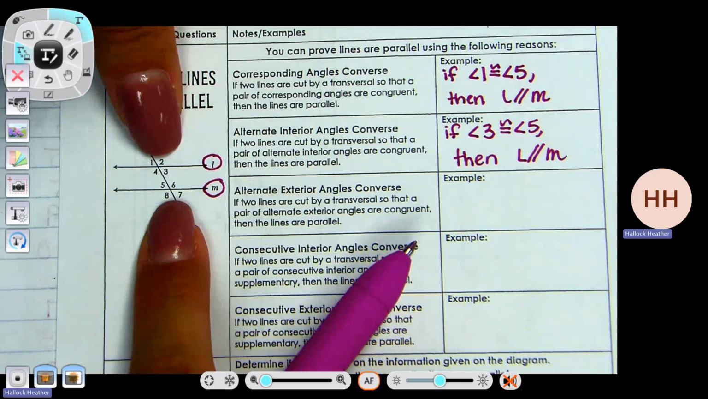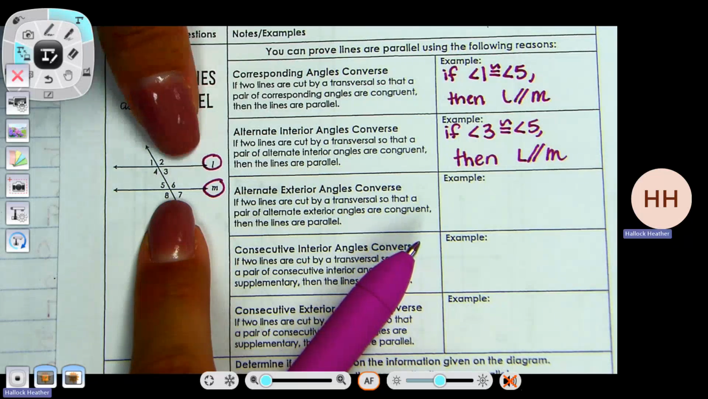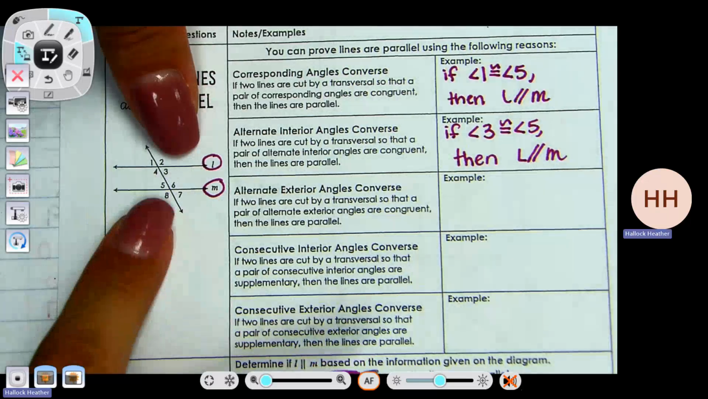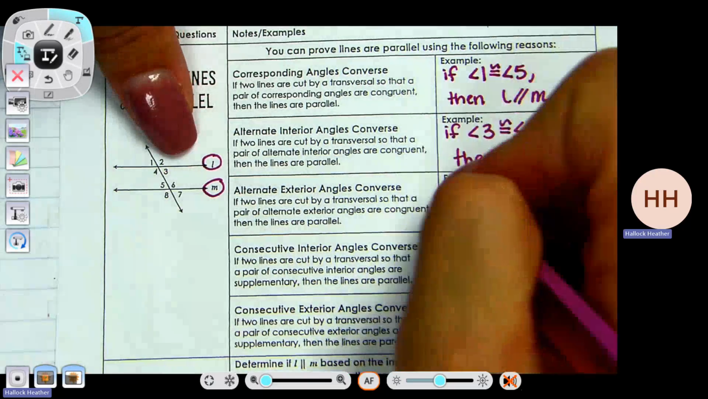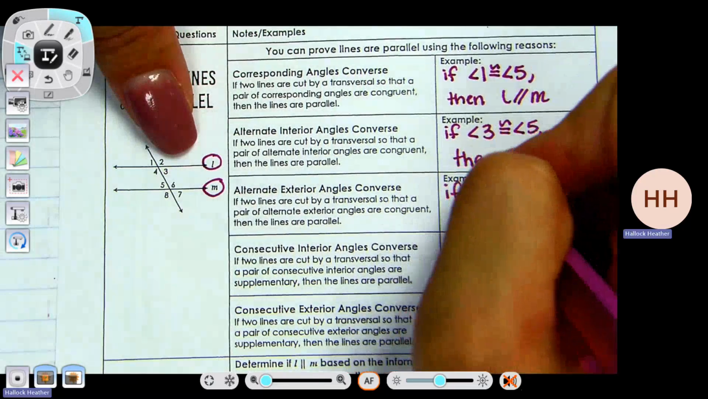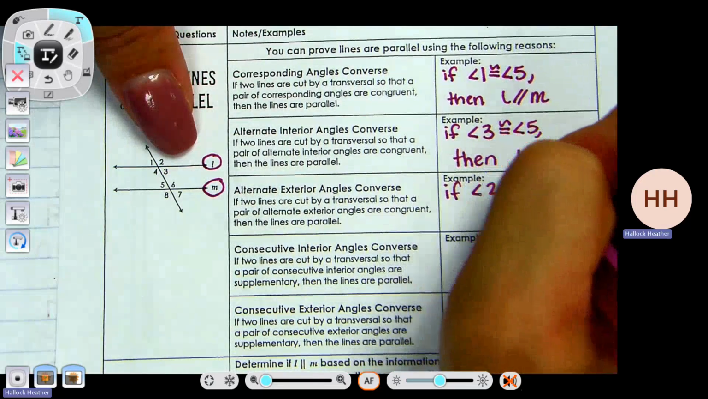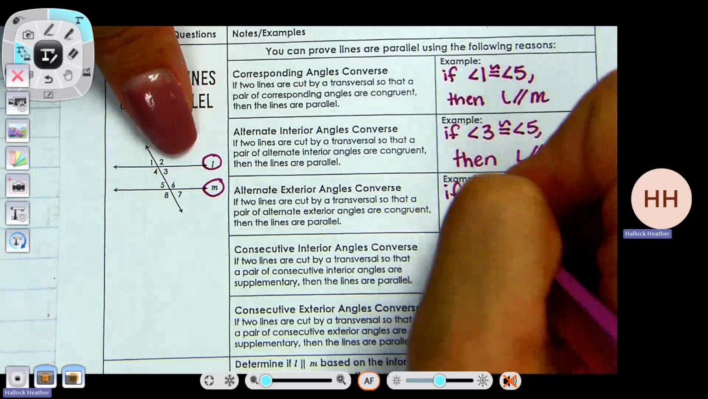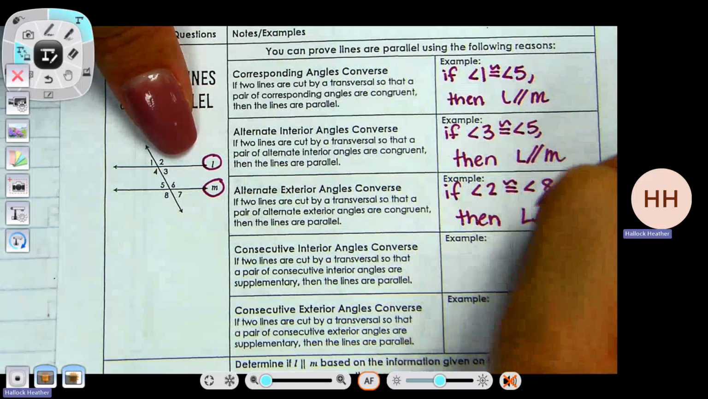What's a pair of alternate exterior? 2 and 8. 2 and 8 jump across the transversal. They're on the outside of the parallel lines. So we're going to say if angle 2 is congruent to angle 8, then L is parallel to M.